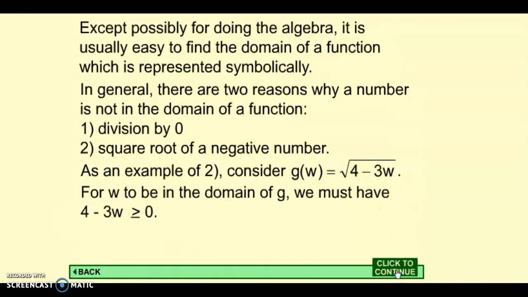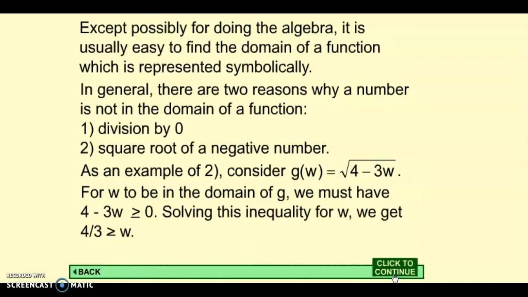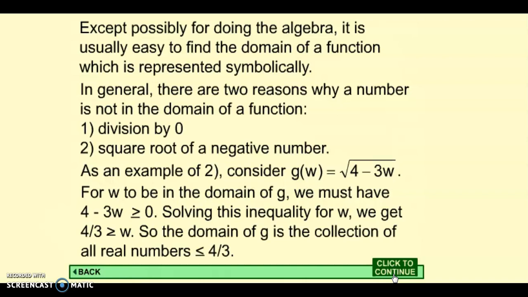For w to be in the domain of G, we must have this condition: 4 minus 3w should be greater than or equal to 0. Now we will be applying this condition. Solving this inequality for w, we get 4 by 3 should be greater than or equal to w. So the domain of G is the collection of all real numbers less than or equal to 4 by 3. If you are putting the values of w less than or equal to 4 by 3, it will be satisfying your function.